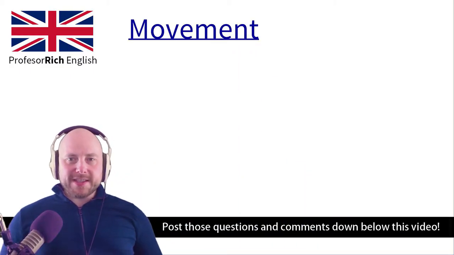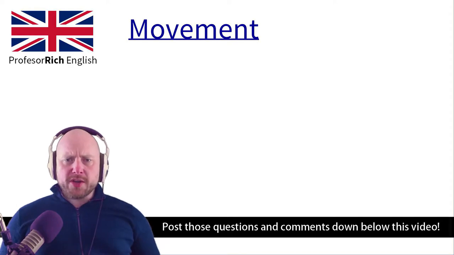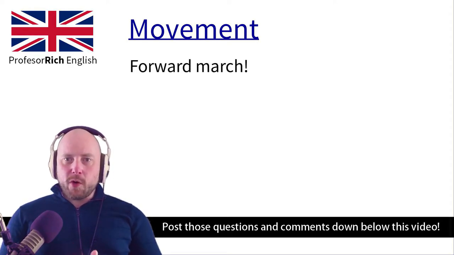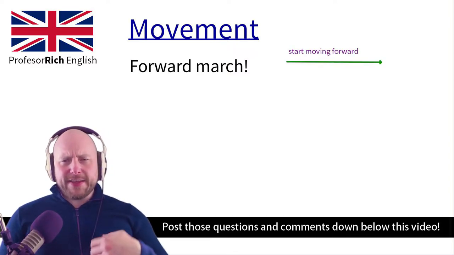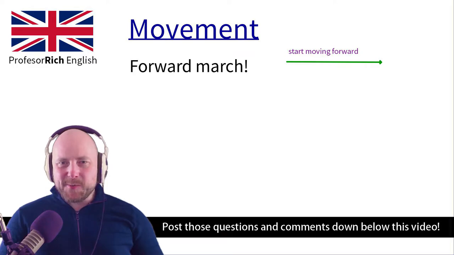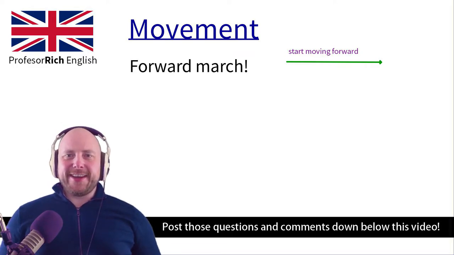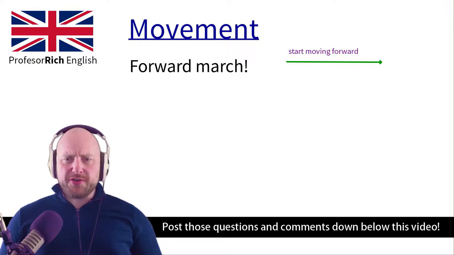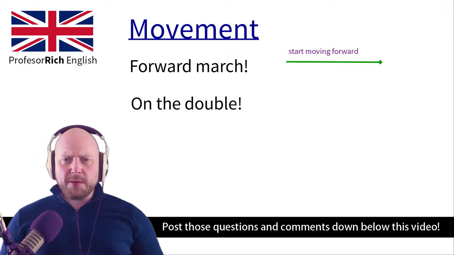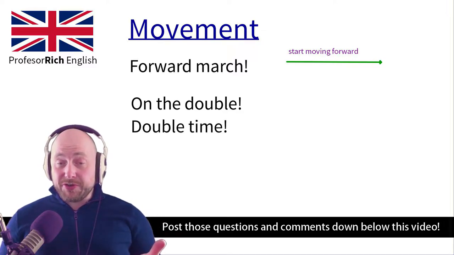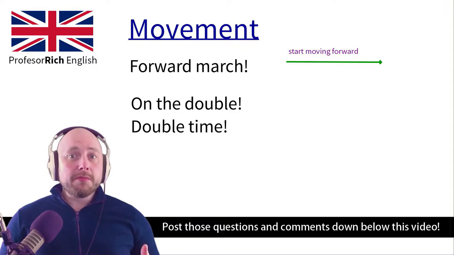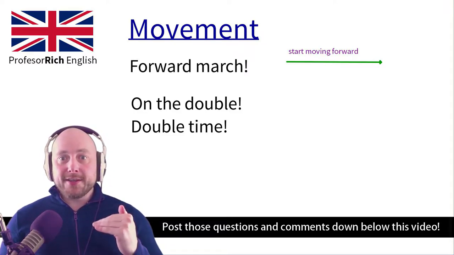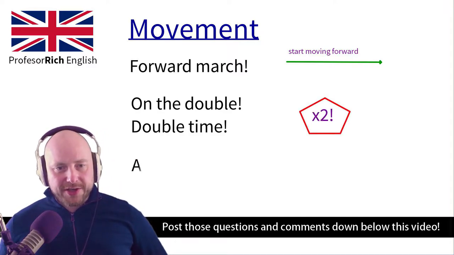And then we've got some movement style commands. We have "forward march," which means walk forward, basically, but walk in that special way that people in the army walk. Left foot, right foot. Again, it varies by country. But march is the way that they walk in the army, and forward march is the command to go forward. Forward march! Okay, and then we've got "on the double." On the double, or double time, means you do what you're doing, which often would be marching forward, but you do it at two times speed. So that's on the double or double time.